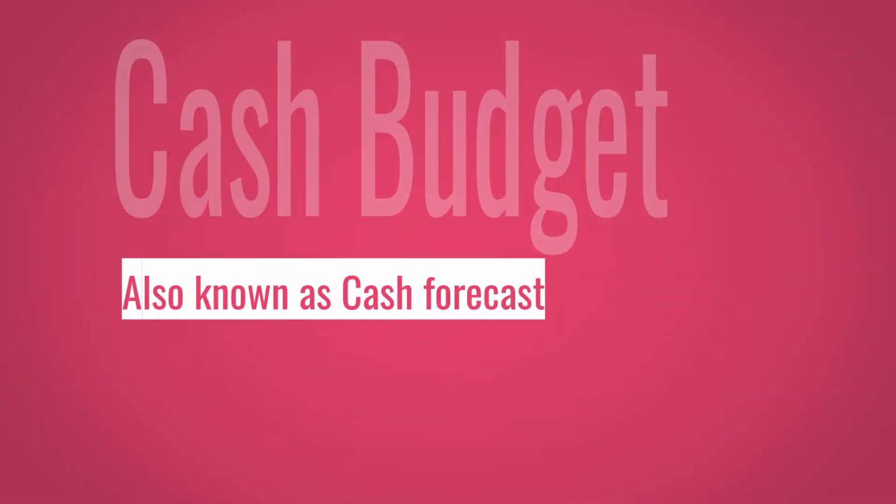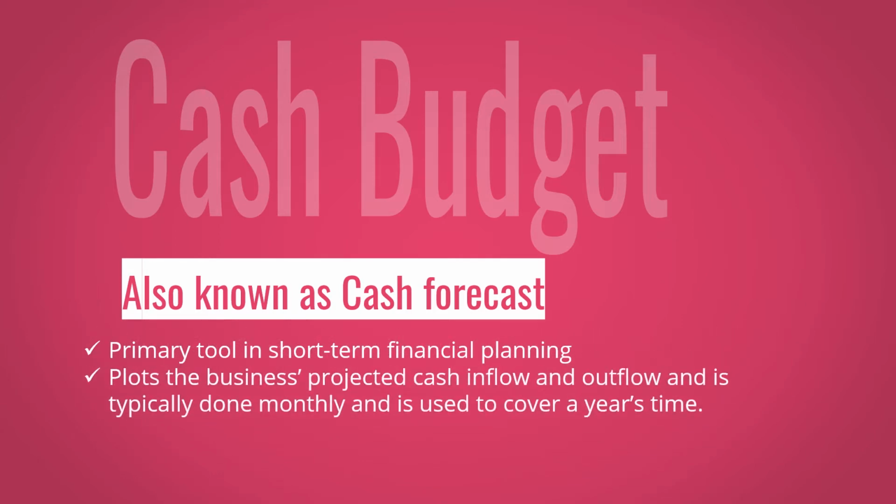A cash budget, also known as a cash forecast, is a primary tool in short-term financial planning. It plots the business's projected cash inflow and outflow, is typically done monthly, and is used to cover a year's time. It is used by the firm to estimate its short-term cash requirements, with particular attention being paid to planning for supplies and for cash shortages. Budget preparation is a planning and control tool often utilized by most decision makers.